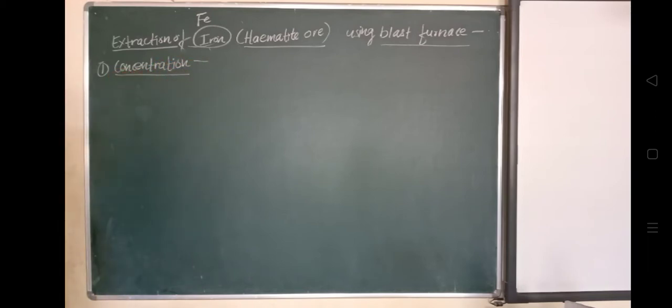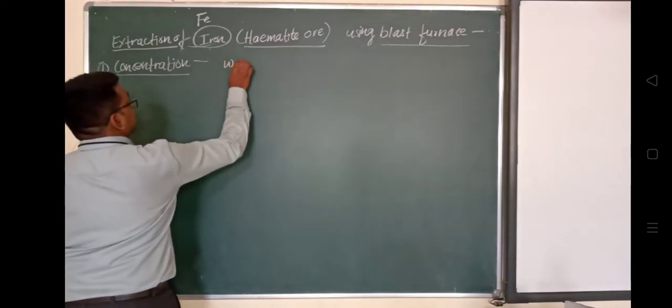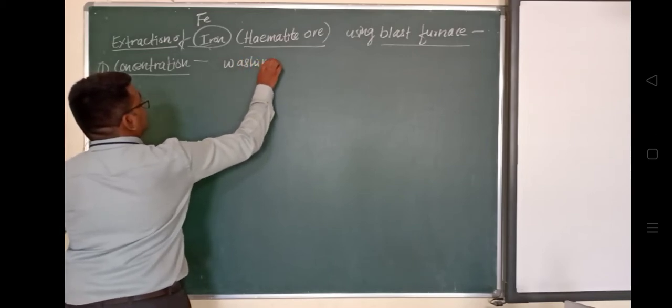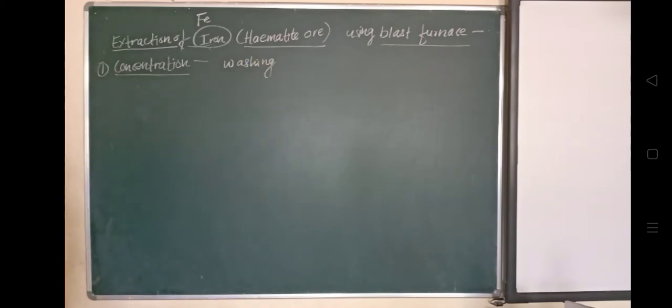In the concentration process, the hematite ore will be washed. A primary treatment is done to separate whatever gangue is present in the hematite ore, usko hum log separate karenge. So powdered ore is washed in a powerful current of water. With the help of washing, by using the method called washing, the hematite ore in powder form will be washed.